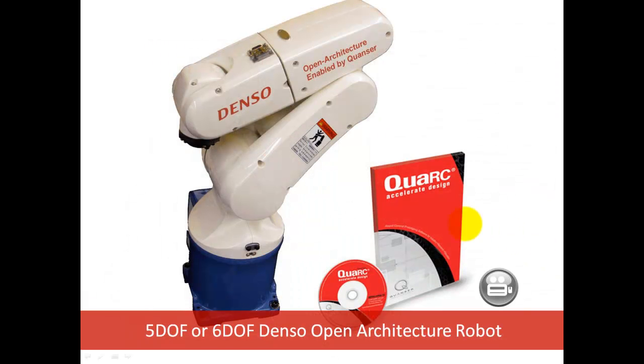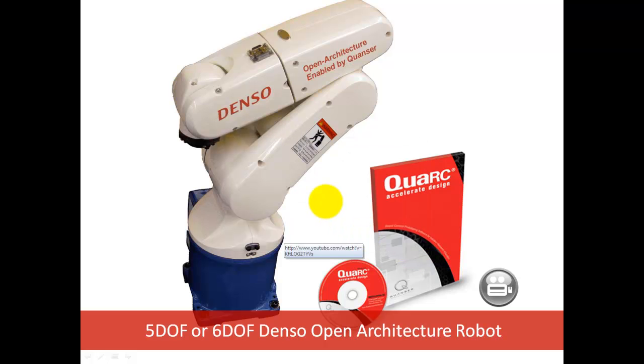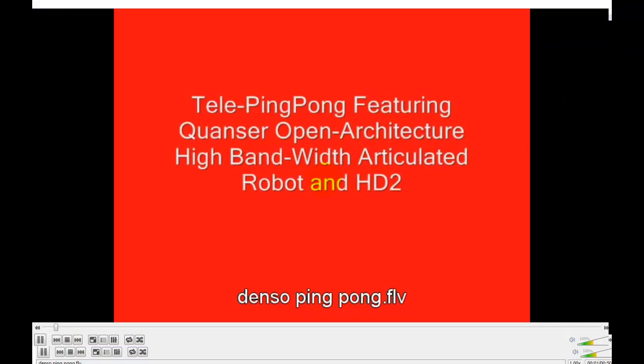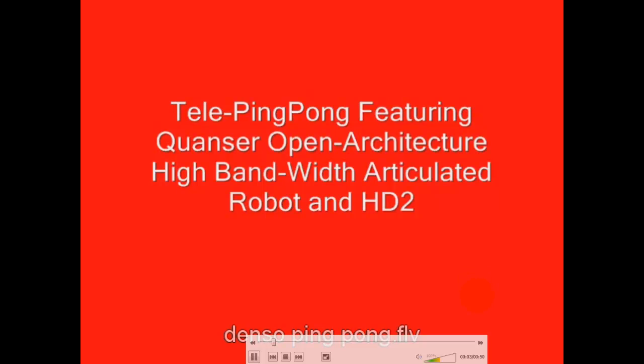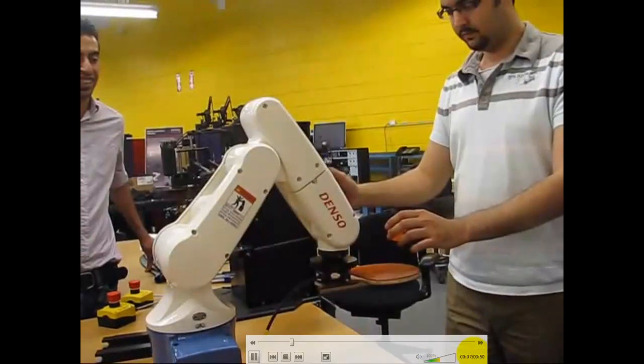Okay, so we're here at the iTrip. Whether it be a robot like this. So here's the Denso open architecture robot that's enabled by Quanser. Again, you can buy a robot like this from Denso, but if you buy it from Quanser, you get it open architecture, so you can get access to all the motors and encoders, and you can essentially design any type of controller you can imagine.